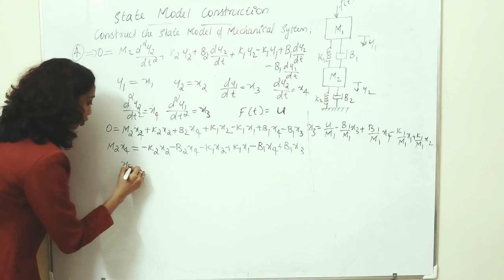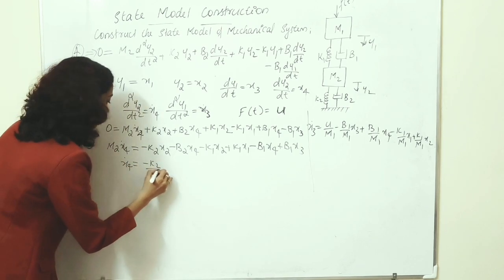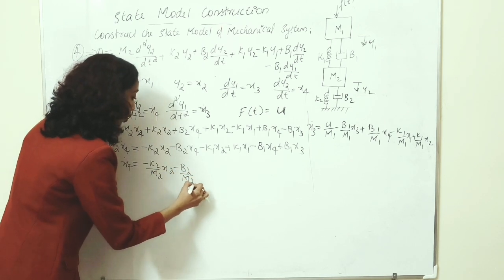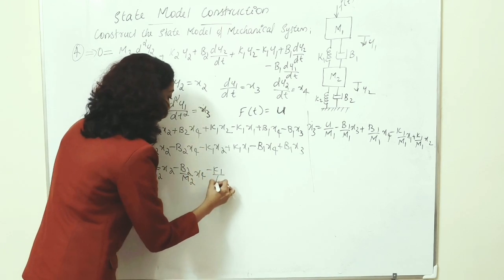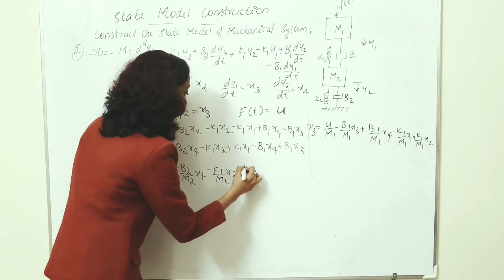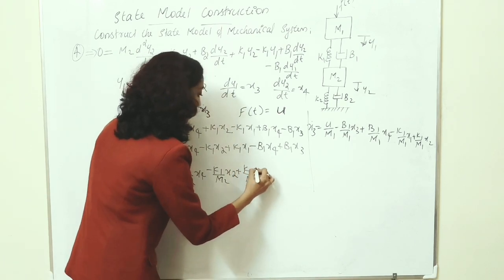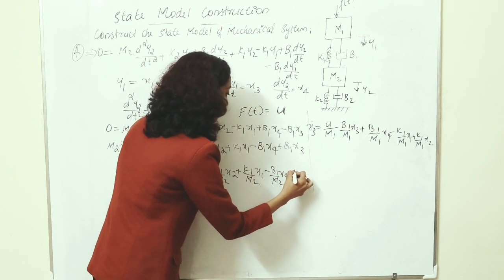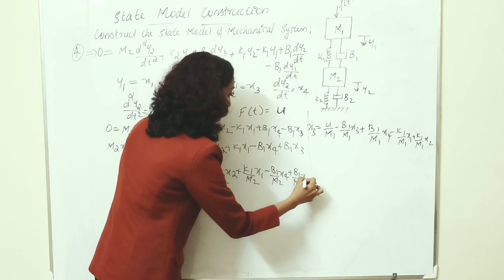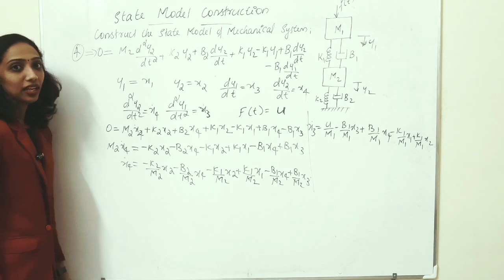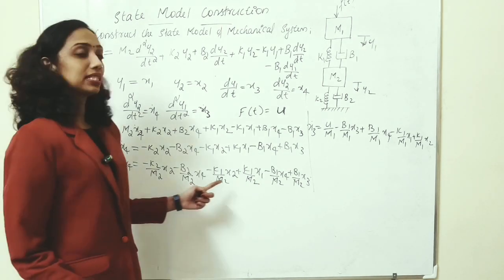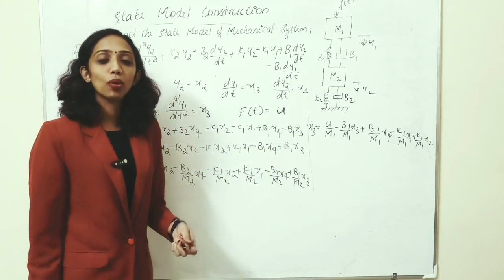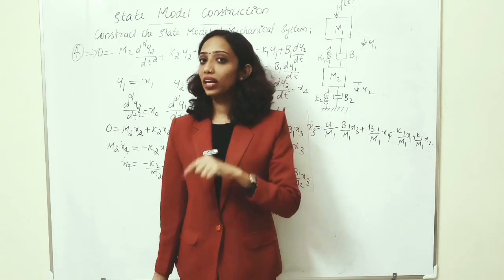In this, x4 dot is equal to minus k2 by m2 x2, minus b2 by m2 x4, minus k1 by m2 x2, plus k1 by m2 x1, minus b1 by m2 x4, plus b1 by m2 x3. Then we got two state equations, x3 dot and x4 dot. The state equation is in the form of x1 dot, x2 dot, x3 dot and x4 dot.